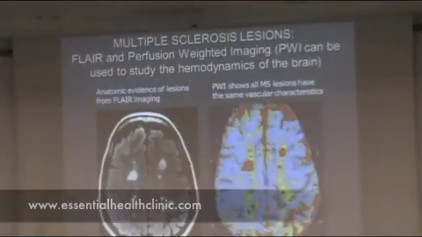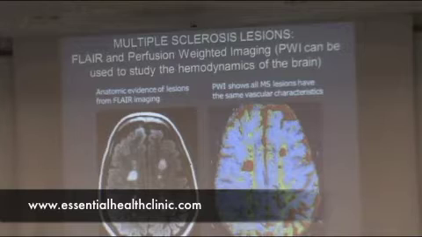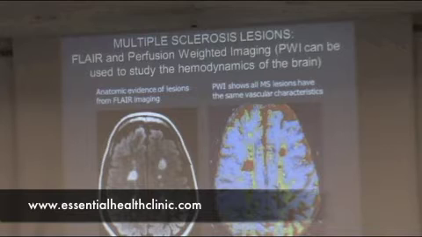I'm showing you here an example of, again, that same image I showed you at the beginning of the talk, showing the white matter lesions. And on the right is an example of something that comes from perfusion-weighted imaging. And in this particular case, all these red spots here, you'll notice match all the white spots over here.